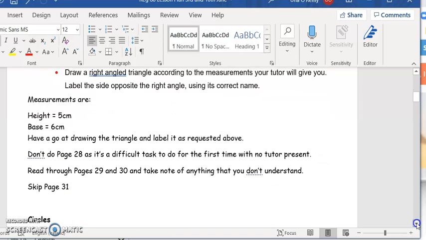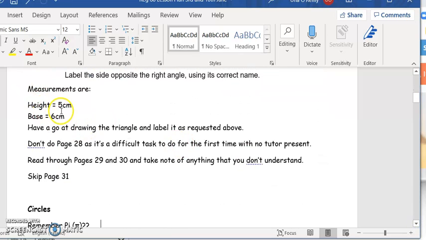The measurements are: the height is 5 centimeters, the base is 6 centimeters. So I want you to draw a right angle triangle with base 6 centimeters, height 5, and make sure you put in your hypotenuse and label it. Okay?